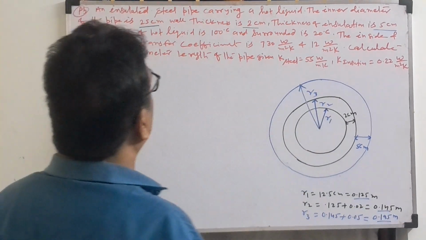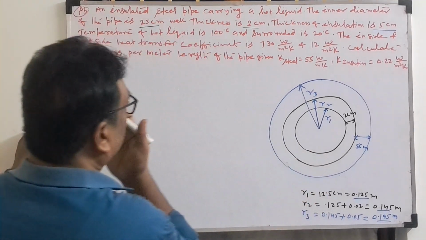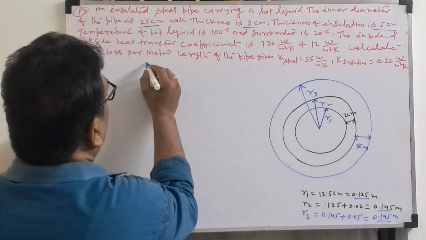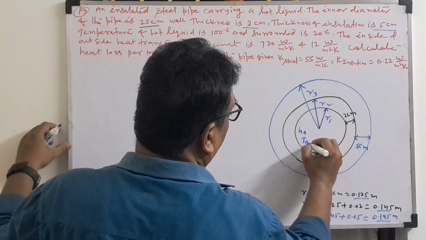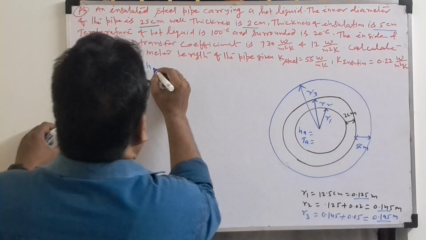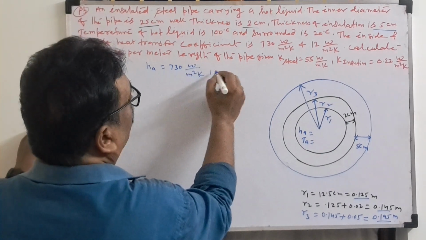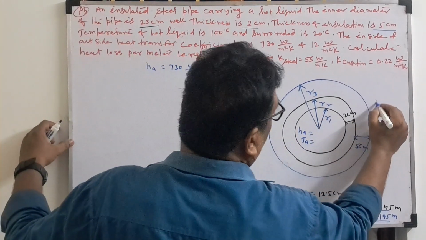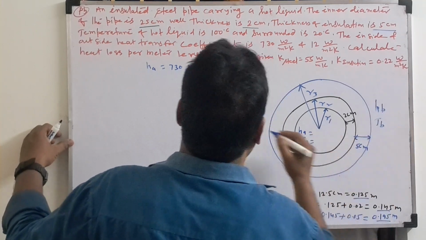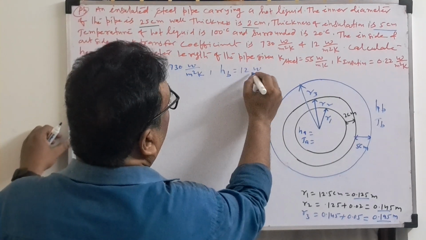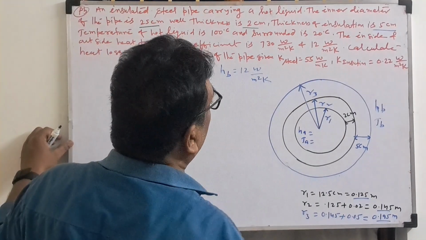Now the temperatures and the inside surface heat transfer coefficient. They have given H1, that means HA, with TA inside. HA is 730 watt per meter square Kelvin. Then HB is outside, with TB the outside temperature. HB is given as 12 watt per meter square Kelvin. The unit of heat transfer coefficient is watt per meter square Kelvin.